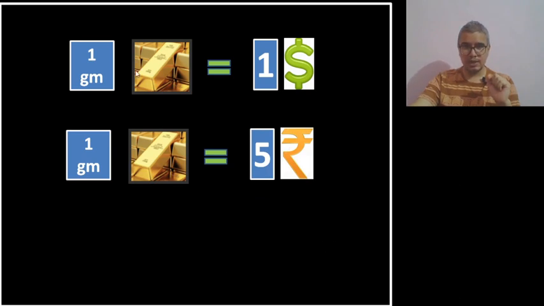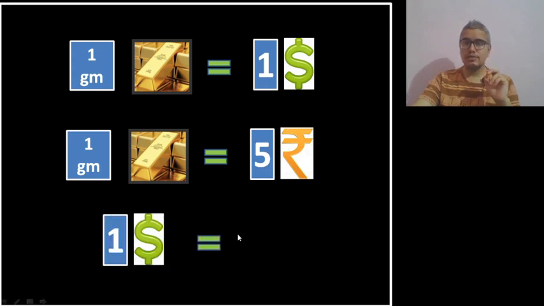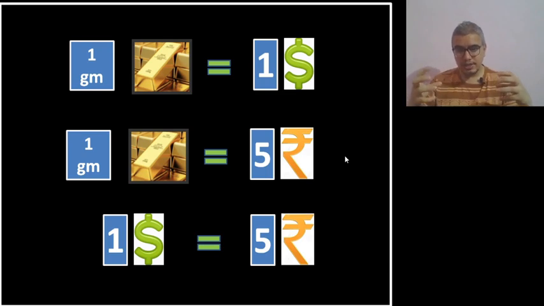Then we can see from here that 1 gram of gold is equivalent to $1 in USA, and 1 gram of gold is equivalent to 5 Indian rupees. So from these two we can draw a conclusion that the exchange rate that should prevail is $1 equals 5 rupees. So this was the way in which the exchange rate used to take place in the gold standard system.